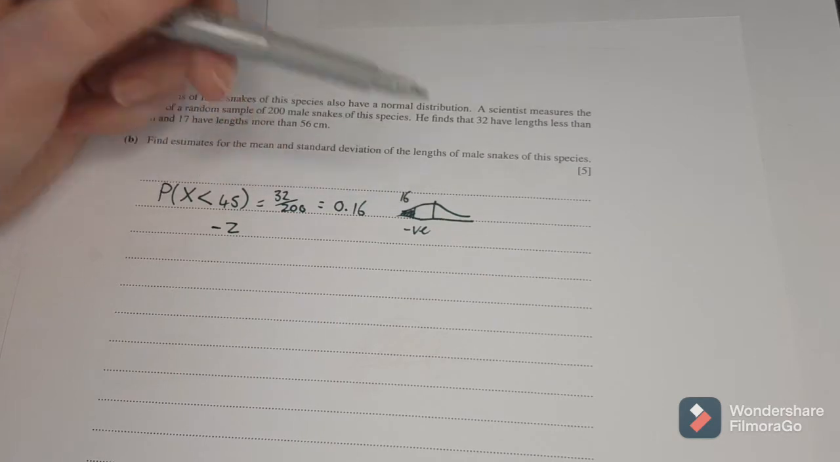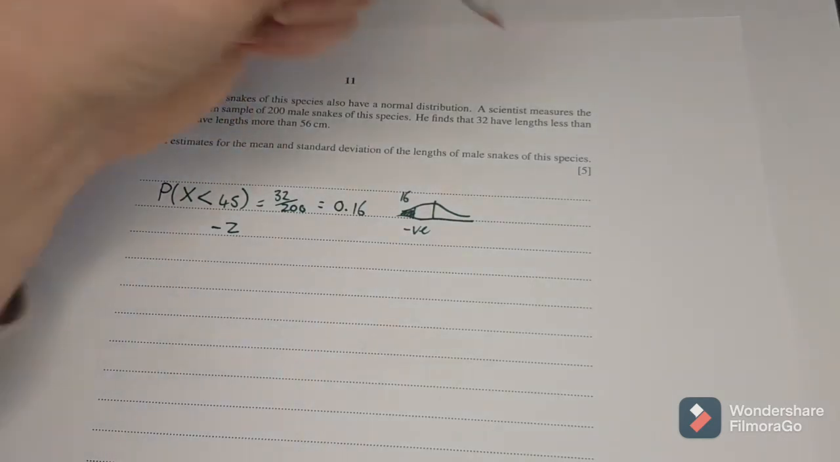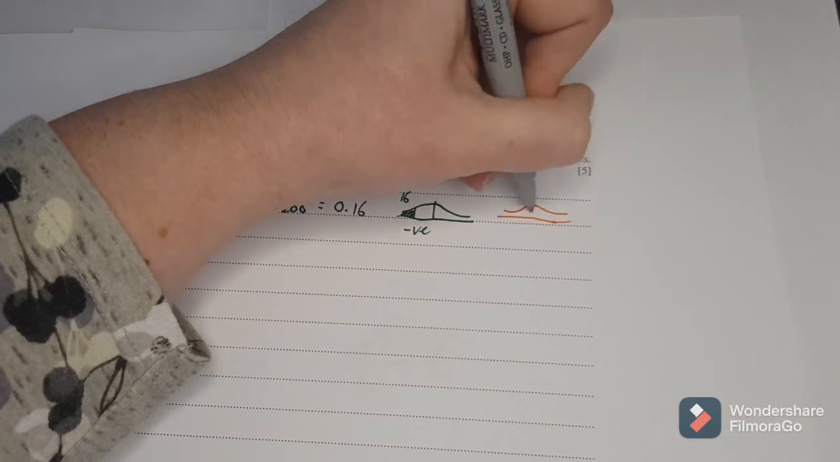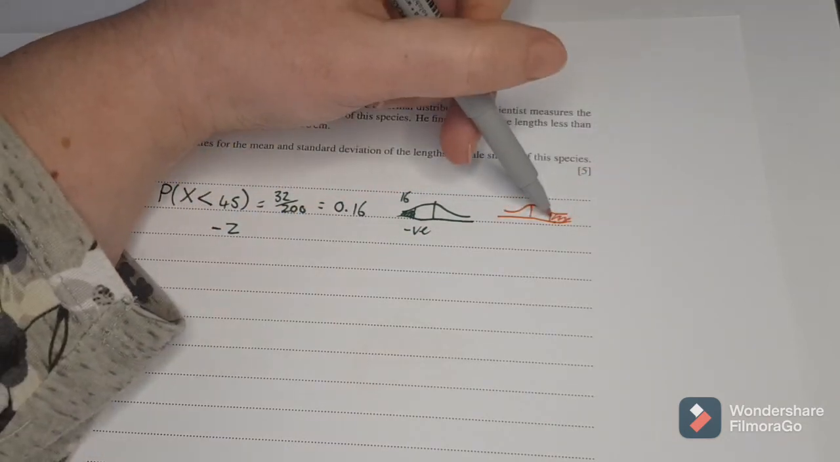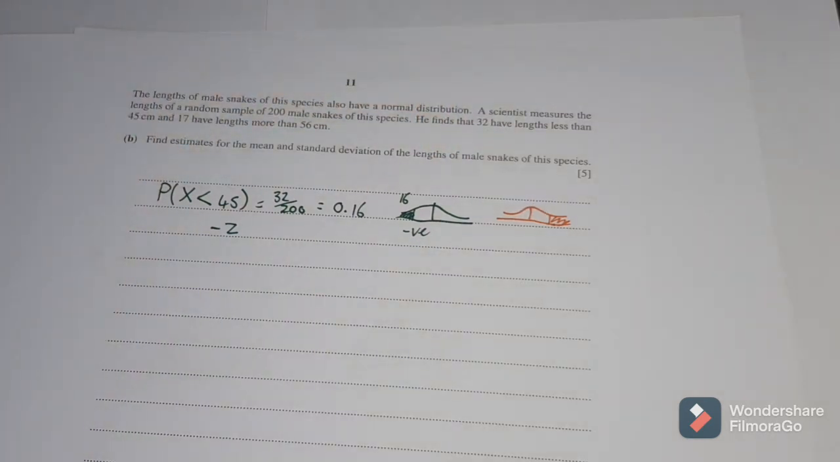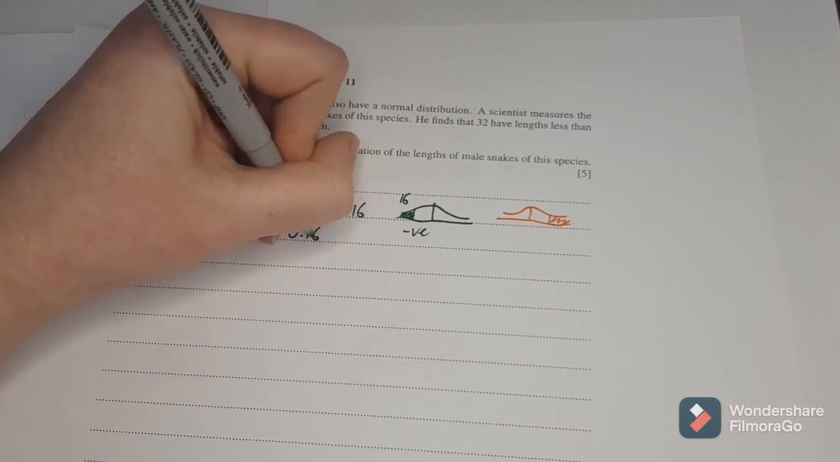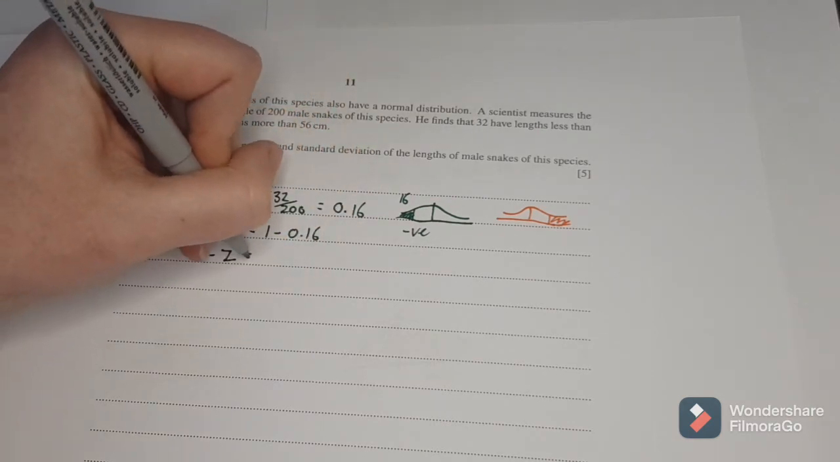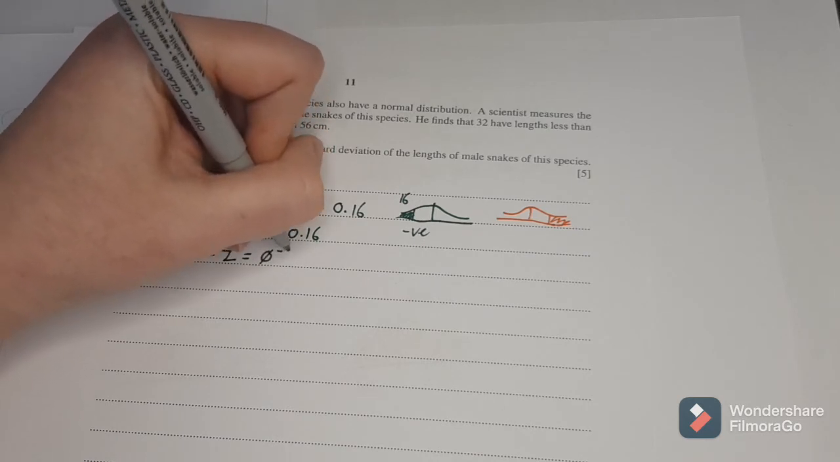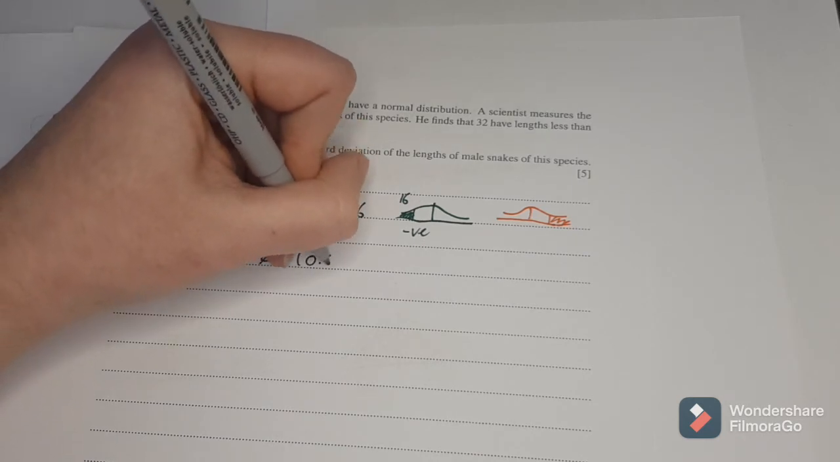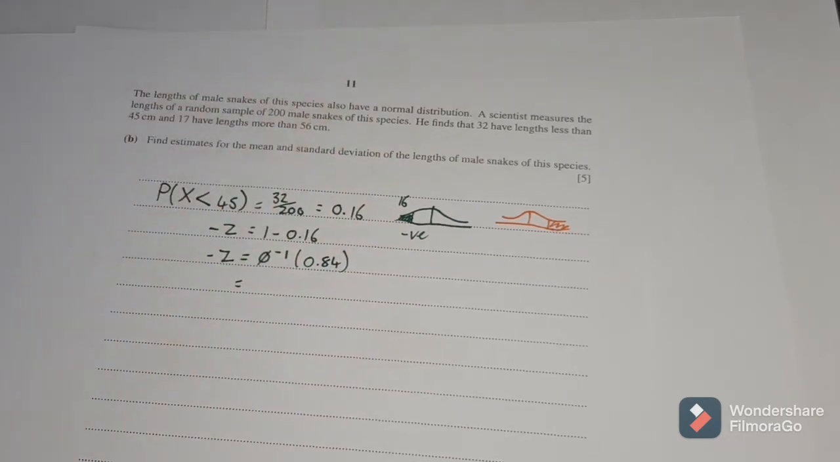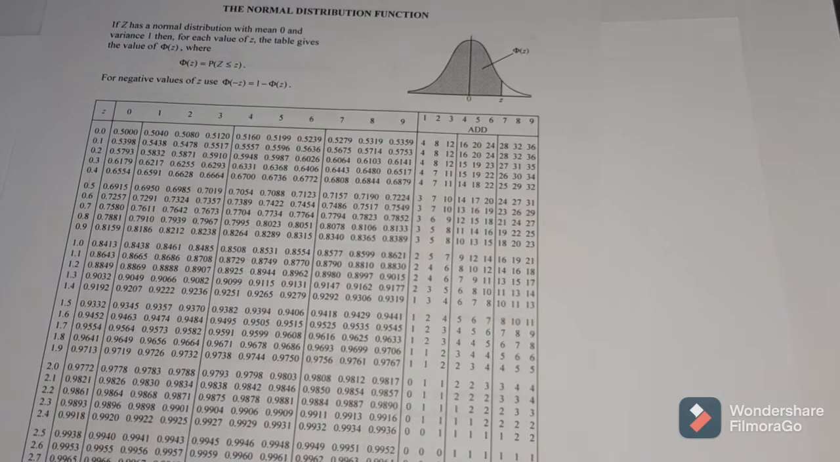Now what I normally would have done to solve this is flip the curve over, and now I'm looking for that side. So I would say 1 minus to get rid of all of that. So my Z value is going to be 1 minus my 0.16. So for my negative Z, I am looking for the inverse of 0.84 on the table. So I look that up in my table. I find 0.84, and the closest value I get is there, so 0.99.